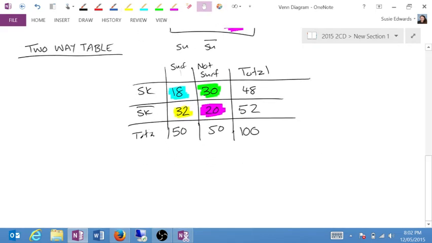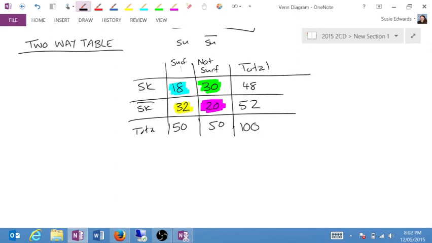Alright, so from here we can then answer the same sort of questions. So what's the probability? Actually, we'll start with a number. What's the number of people who surfed? Okay, remember that if it has an N, we're not looking for probabilities, we're just looking for a number. So the number of people who surfed in total was 50. Then if we looked at the probability that they didn't surf, it would be, so not surfing total would be 50 over 100.